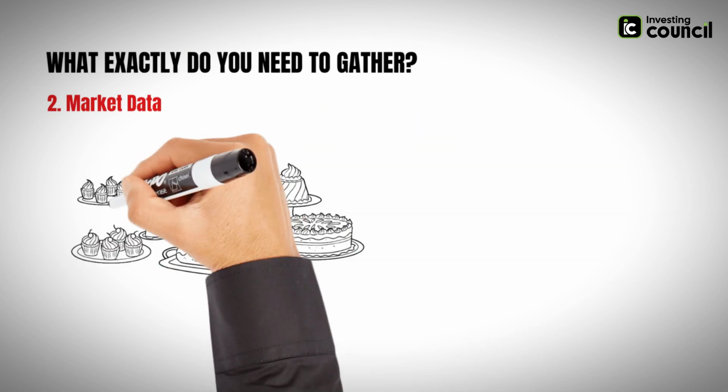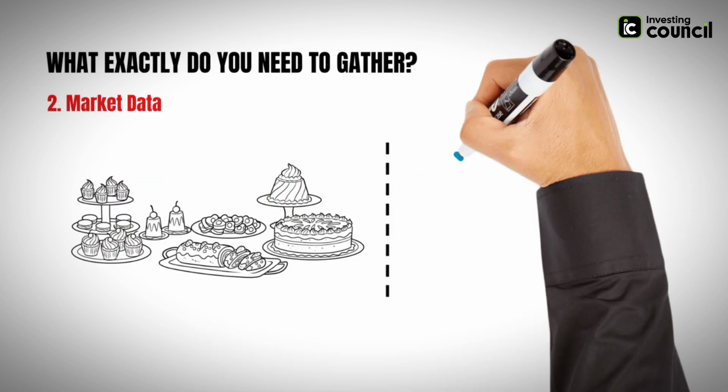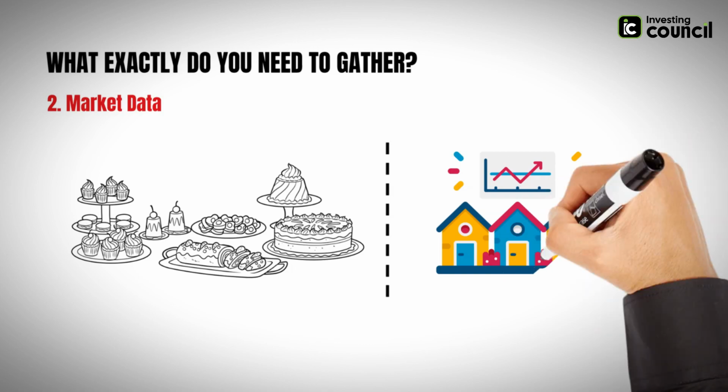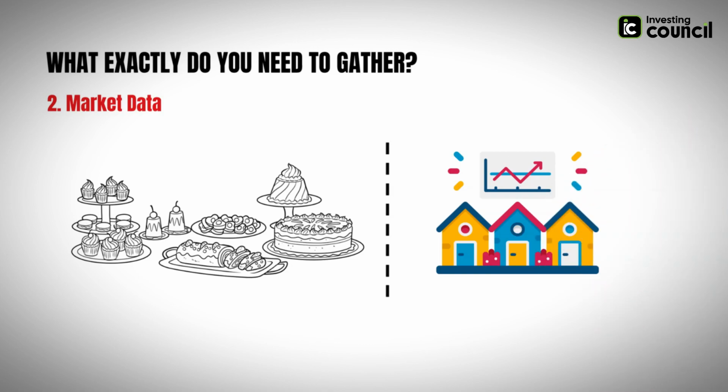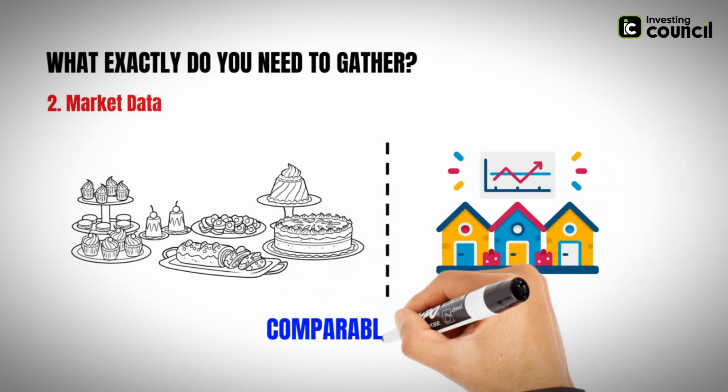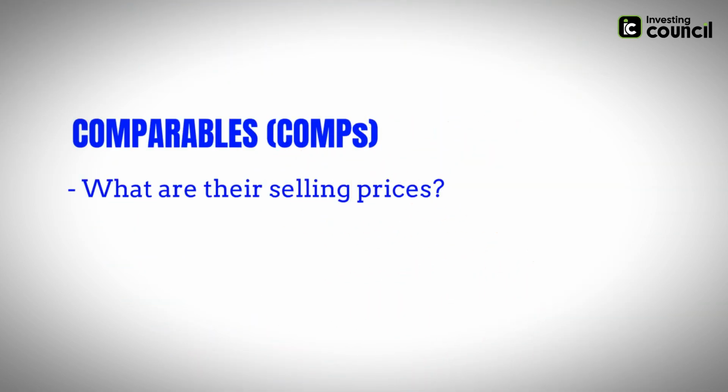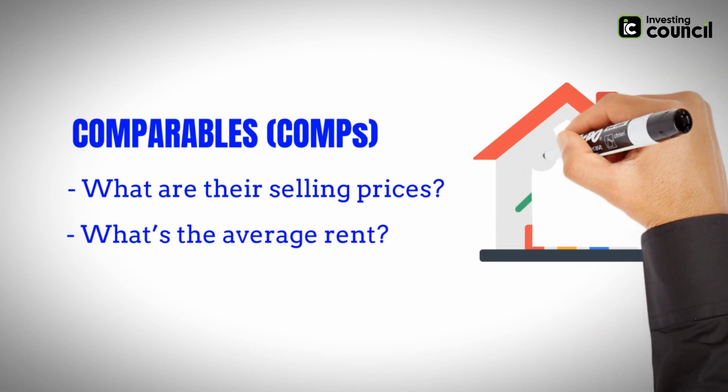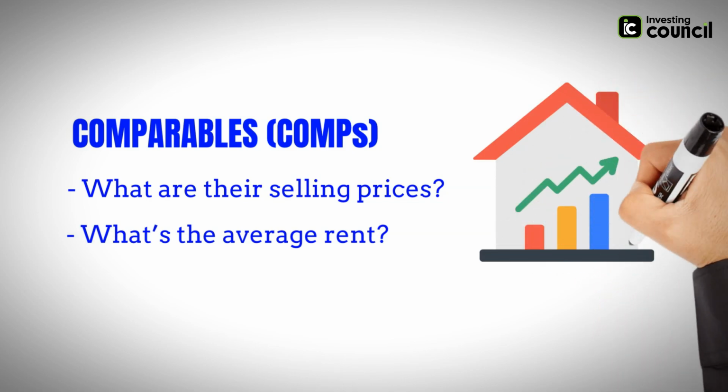Next, market data. This is like checking what similar cakes are selling for. It helps you understand the property's value in the current market. Look at similar properties in the area, known as comparables or comps. What are their selling prices? What's the average rent? This data helps you spot trends and decide if the property is priced right.